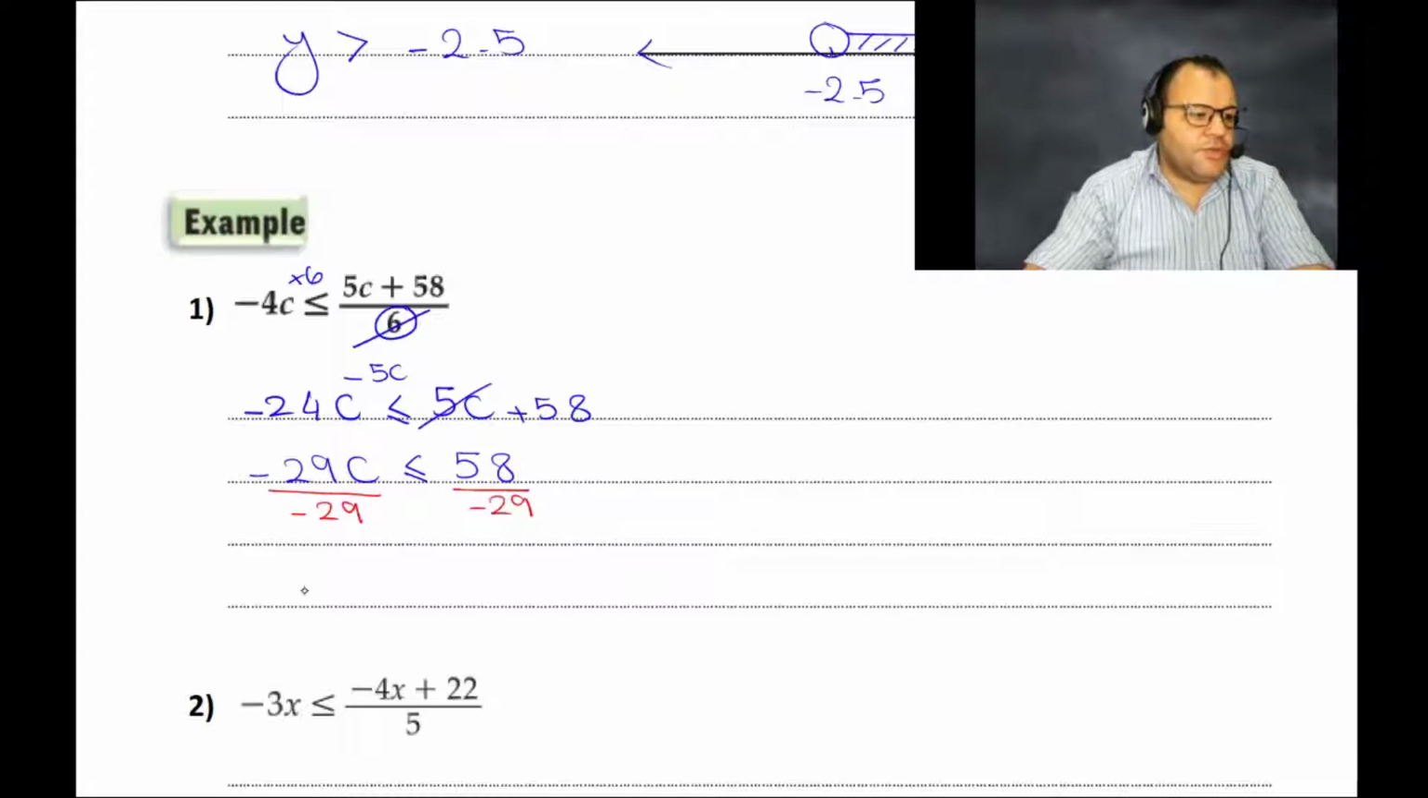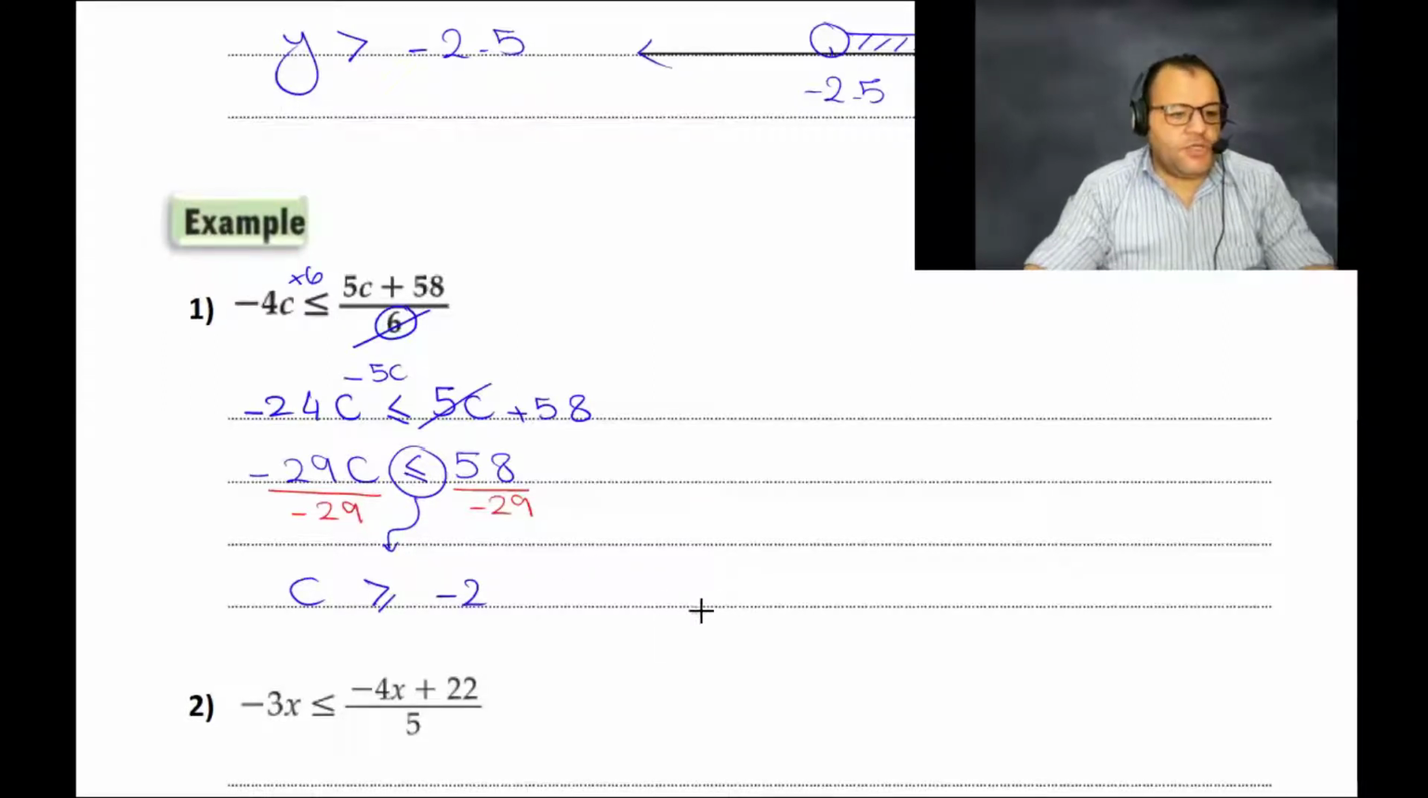It means that when you divide by a negative, you change the sign, so c will be greater than or equal to negative 2. Okay, so that's the number line that we have. Negative 2 is included, so the circle will be closed and going to the right.